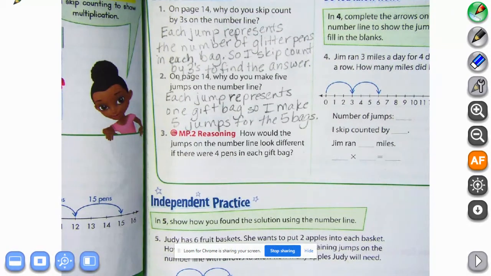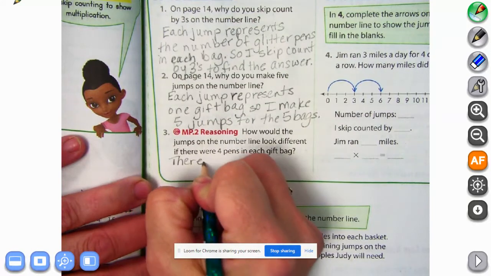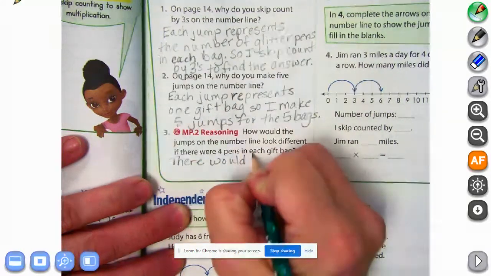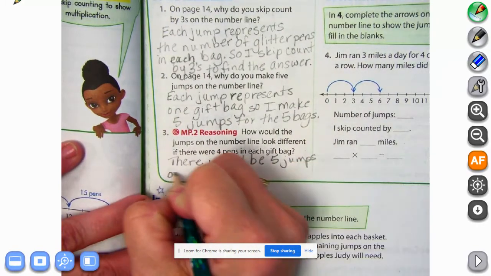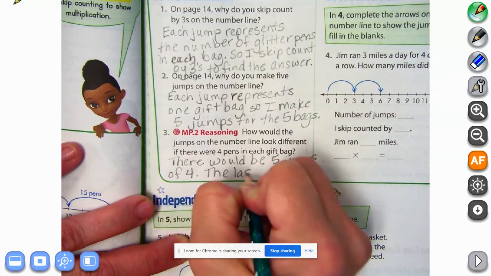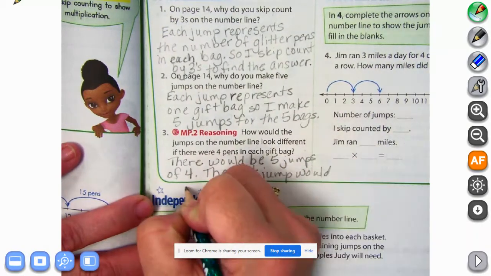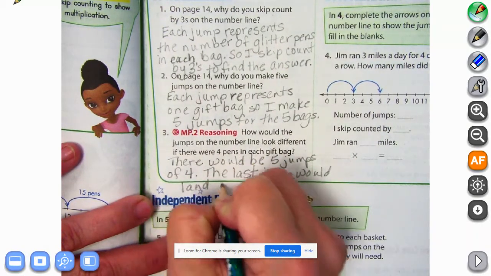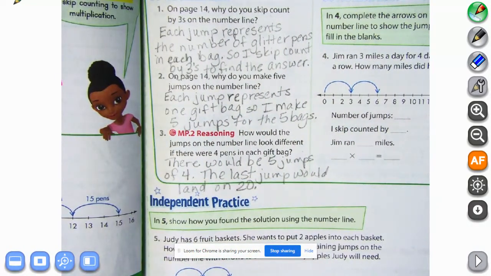All right. How would the jump on the number line look different if there were 4 pens in each gift bag? Okay. Well, then there would be 5 jumps, and the jump size would be 4. The last jump would land on number 20 if we're counting by 4s.